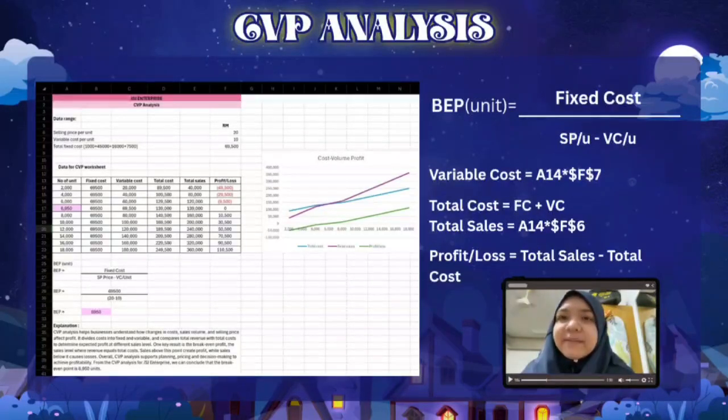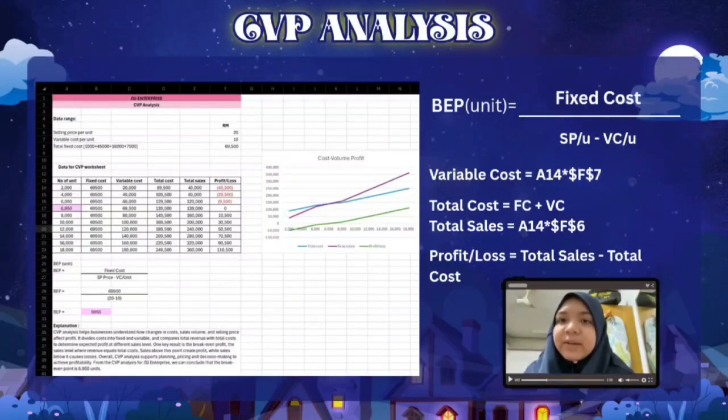We can see it from the graph as well, which includes only the total cost, total sales, and the profit or loss to show the break-even point. From this data, we can see that CVP analysis helps businesses understand how changes in cost, sales volume, and selling price affect profit. It divides costs into fixed and variable and compares total revenue with total cost to determine expected profit at different sales levels.